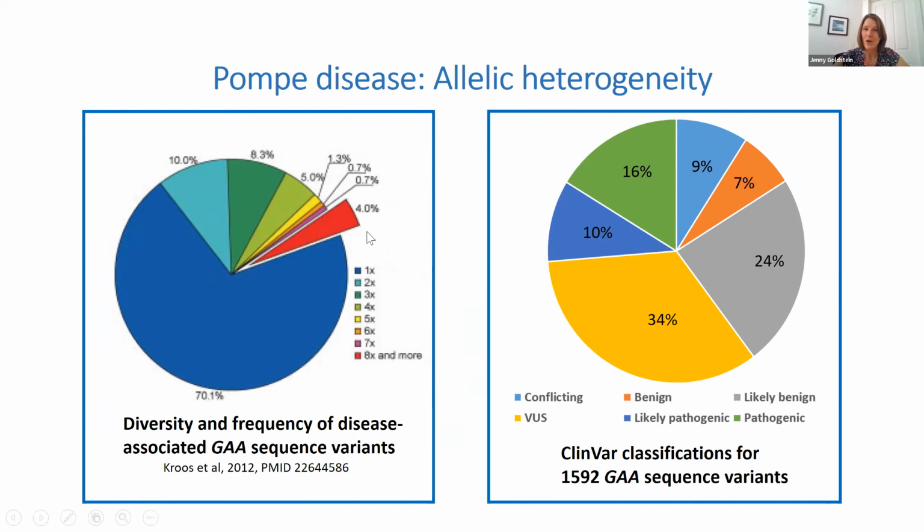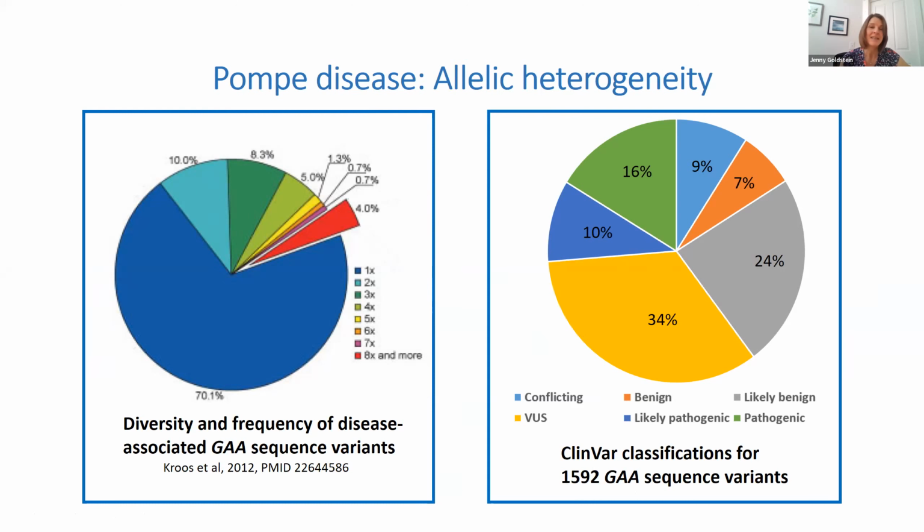So while there are some common variants that I'll show on the next slide, in many cases, these variants may have only been reported in one patient or one family. So it's extremely heterogeneous. And looking in ClinVar, this is data just from this morning, actually, there are almost 1,600 GAA variants in ClinVar. And you'll see here about a third of them are actually VUS, and then 9% have conflicting classifications in ClinVar.